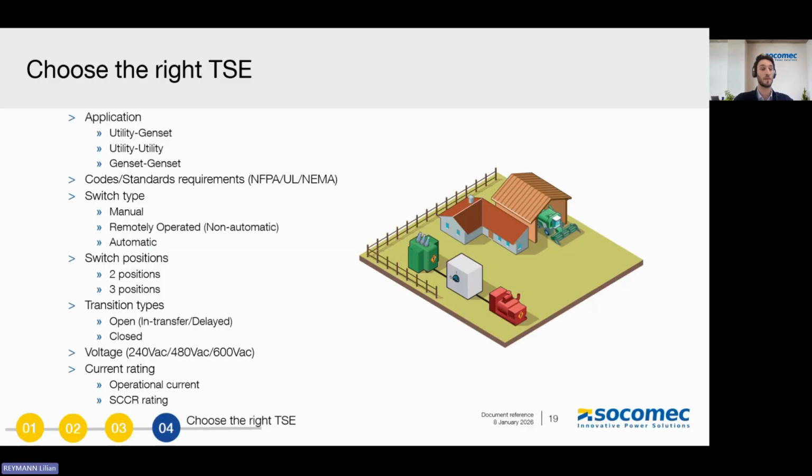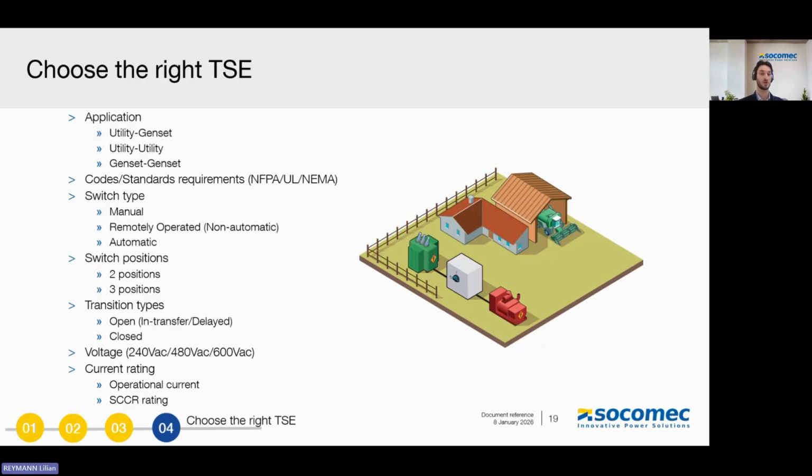Then the transition type: if it's open, you can do in-phase transfer or delayed transfer, as we saw earlier, or closed transition for non-blackout, to have no blackout for the loads. You can choose the voltage depending on the configuration, and if it's for generators, you can choose if it's Y or delta. You have many configurations available for many projects on the market.